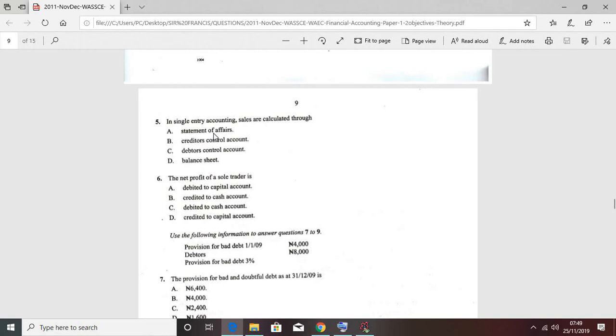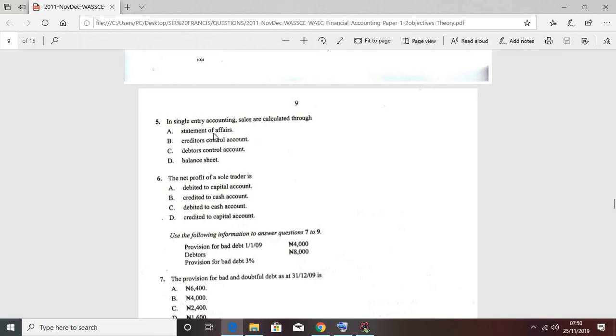Creditors control account has to do with purchases. We are interested in sales here. So creditors control account, we use it to ascertain the purchases for the period. The moment you hear creditors, something should come into your mind that we are dealing with what? Purchases, because creditors are the people that give us goods on credit. In other words, we bought the goods on credit from these people. So the moment you hear creditors, then purchases should come into your mind.